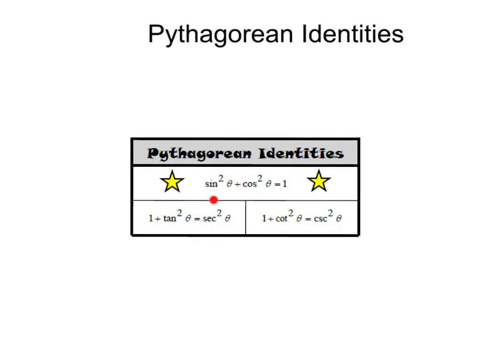Alright, first up we have sine squared theta plus cosine squared theta equals 1. This has stars next to it because if you're going to memorize one, this is the one you want to do. These other ones are a direct result of that one. 1 plus tangent squared theta equals secant squared theta, and 1 plus cotangent squared theta equals cosecant squared theta.